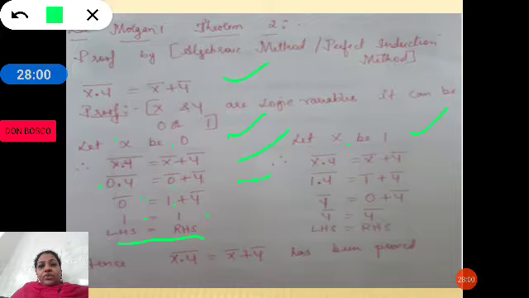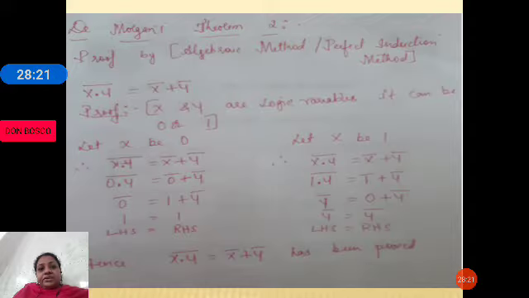Now 1 ANDed with y is equal to y, and 1 complement is 0, plus y bar. 0 plus y bar is equal to y bar. So you can see that LHS is equal to RHS. Like this we have proved the second De Morgan's theorem.